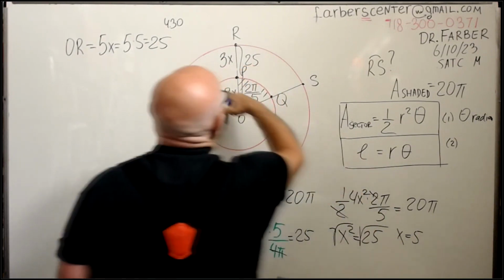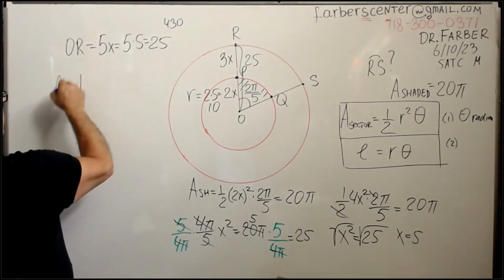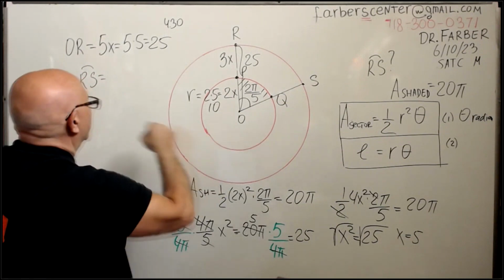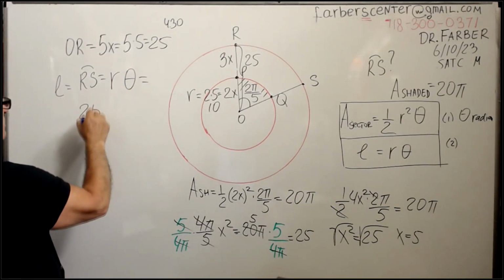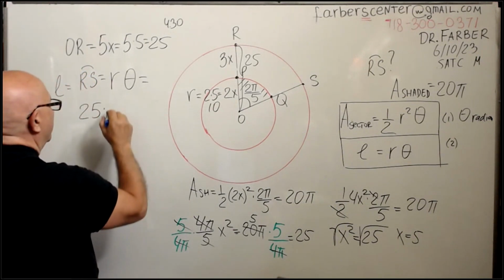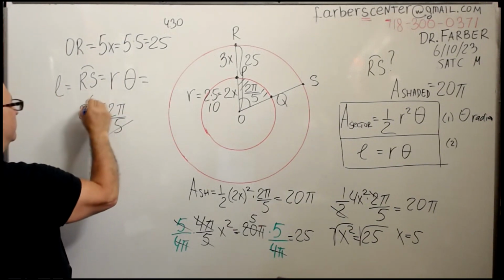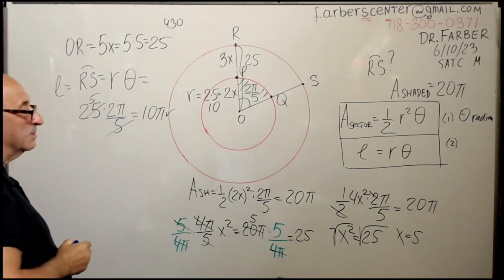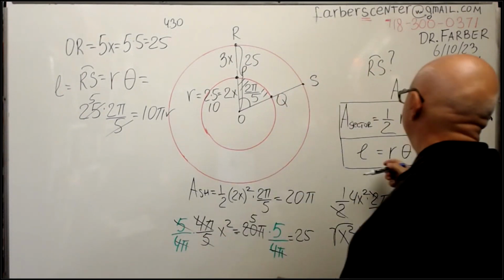Length of arc RS. I need the room. Length of arc, which is RS. This formula, r theta, radius 25. Theta is 2 pi over 5. Cancel 5. And you get 10 pi. So it just takes time, takes a little bit of space, but it's extremely easy. Just you have to know two formulas.